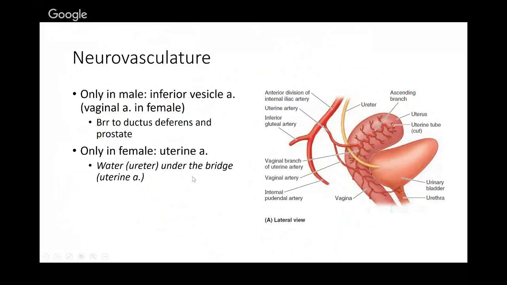Speaking of the uterine artery, it's good to remember the phrase water under the bridge. Water refers to the ureter, and the bridge in this case is the uterine artery. It's an interesting anatomical fact. You have the urinary bladder here, you have the uterus, and the uterus is supplied by the uterine artery here. The ureter runs underneath the uterine artery. The significance of this is in hysterectomy, when you remove the uterus, you need to clamp the uterine artery, and it's easy to damage the ureter.